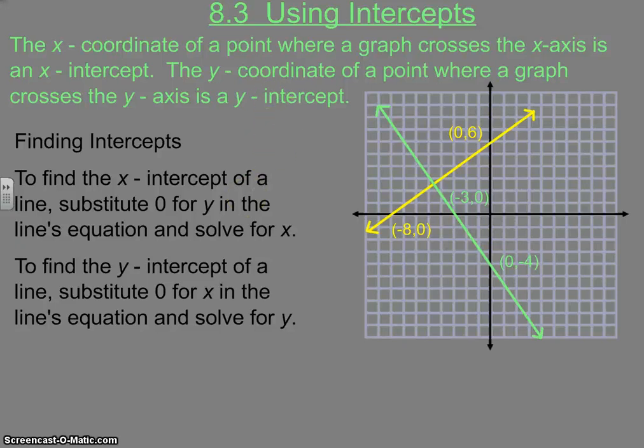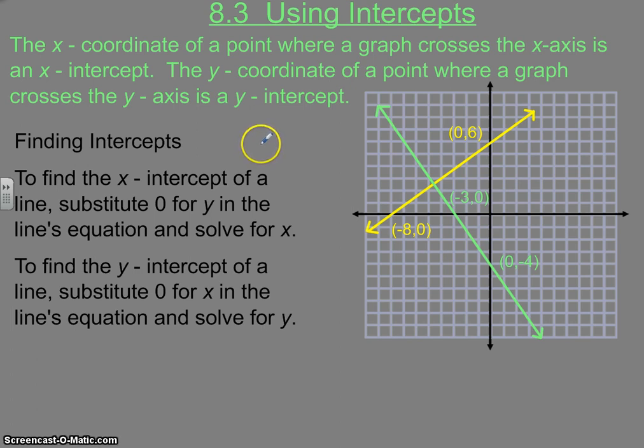Okay, today we're looking at 8.3, which is using intercepts. We're going to graph using something called intercepts. Okay, this is a little easier, I think, than using tables. A lot of times it's easier. We'll learn one more way before we finish this chapter out, but this is a good way to get 2 points and then draw a line through them.